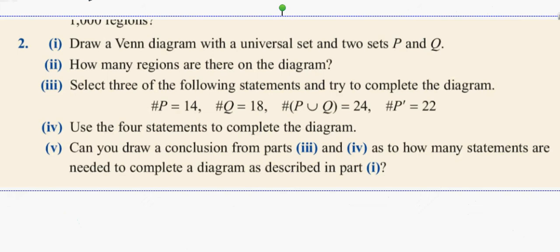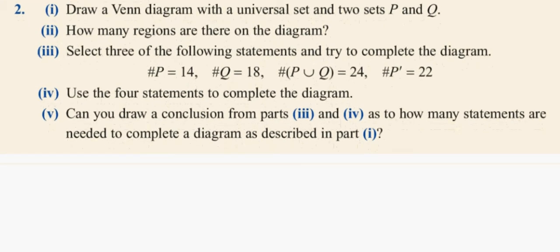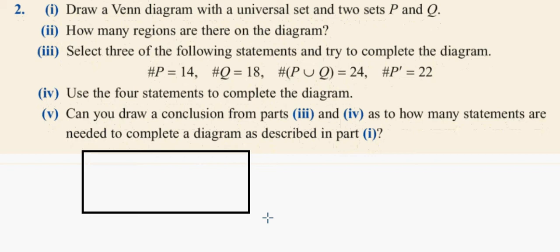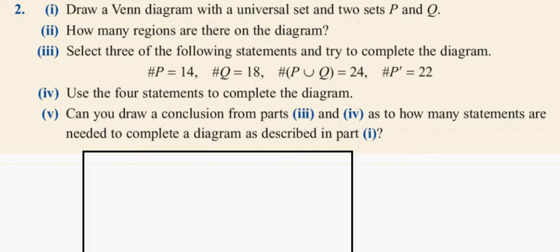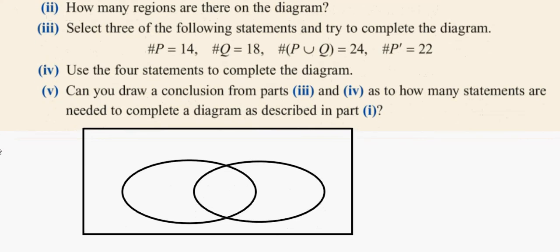Next thing, question 2. Draw a Venn diagram with a universal set P and Q. No worries. So what am I going to do here? That is P and Q. Okay, how many regions are there in the diagram? 4. Yes, there is 4. Now, let's go for this. Alright. Everything in P is 14. Everything in Q is 18. What happens if I put an intersection in the middle?